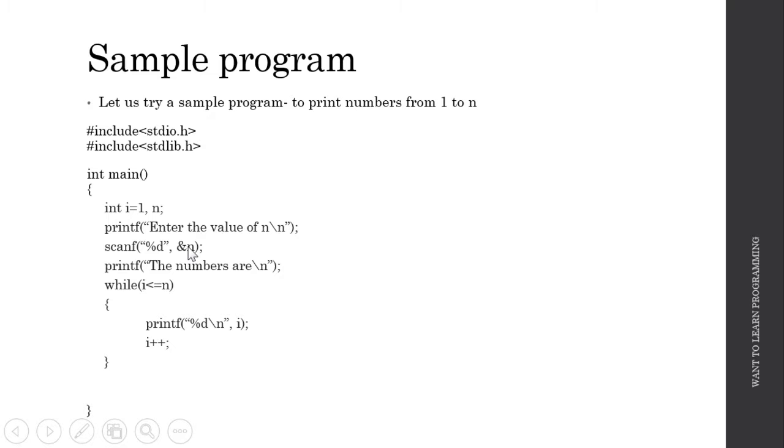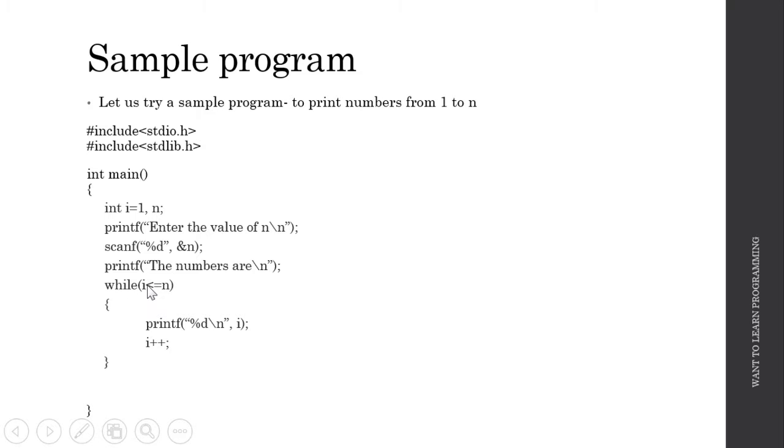In case we take the value of n as 5 given by the user, in the first iteration it will check if 1 is smaller than or equal to 5. Yes, it is. So it will print the value of i, that is 1, and then it will increment the value of i. Next, it will go back to the while loop and check the condition again.